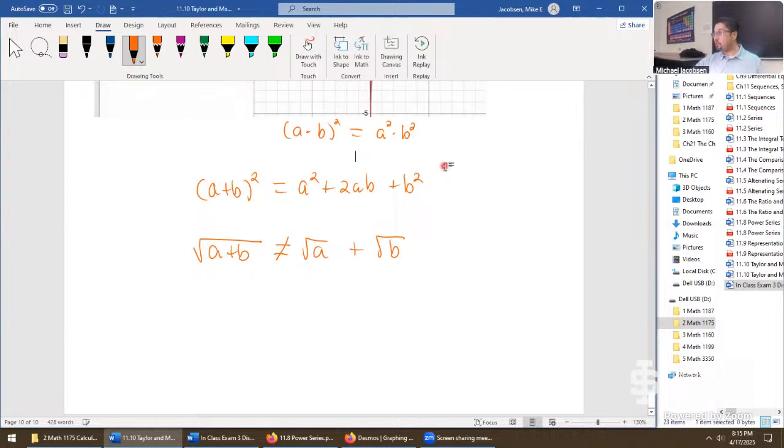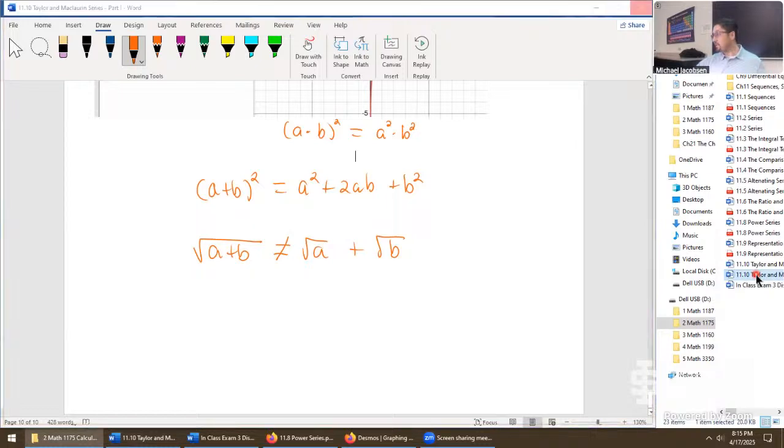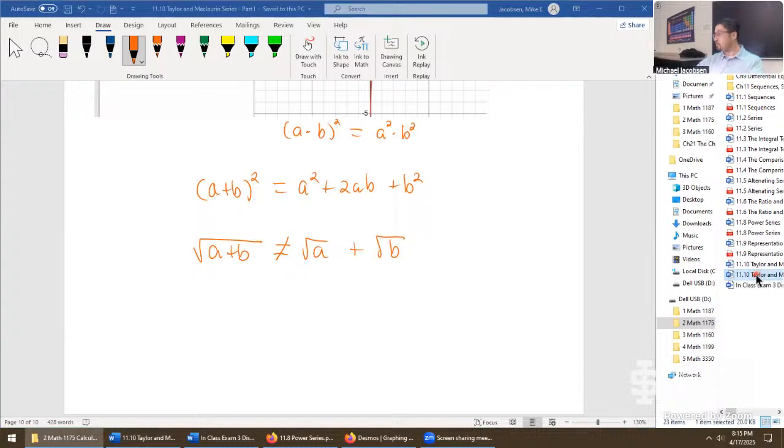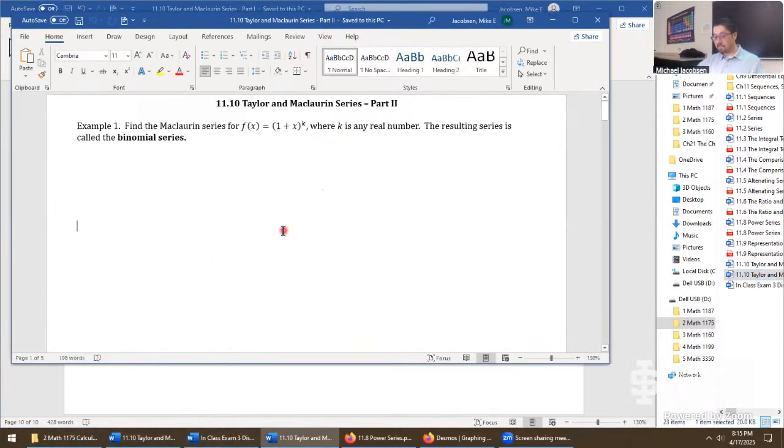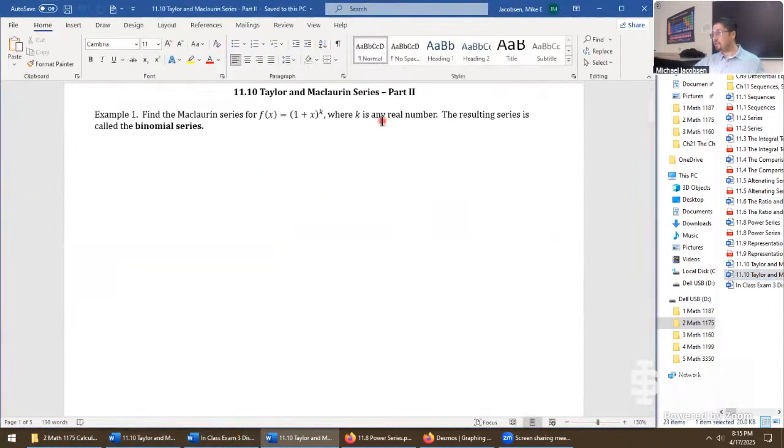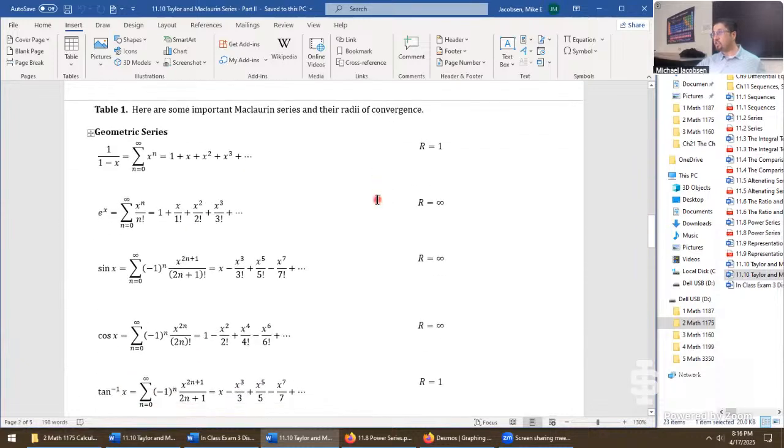So that's the binomial series. Let me just make sure I save these notes. And that's what's going on in the first part of the second document. After we get through the binomial series, what we're going to do next is put all of our Taylor Maclaurin series together.